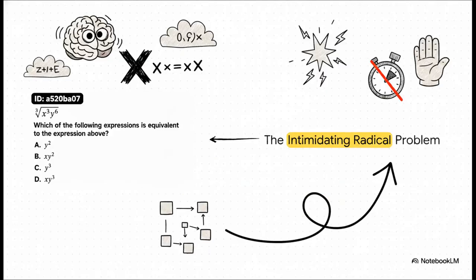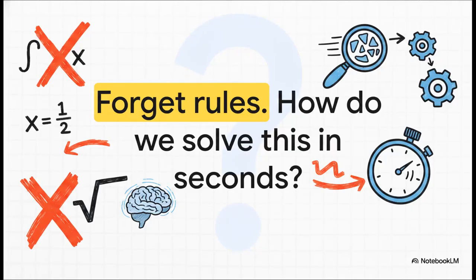When you come across an intimidating cube root problem on your exam, like problem ID A520B07, do you immediately start stressing out? Your brain probably goes straight into panic mode, trying to remember all those complicated exponent formulas, fractional powers, and radical conversions. But you've got to stop wasting your time. I want you to completely forget the standard radical rules. The real question we need to answer is, how do we actually solve this in just 3 seconds?